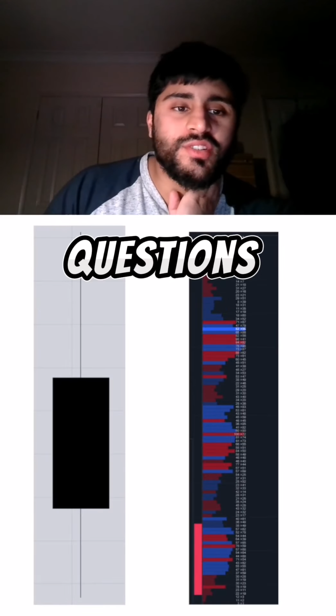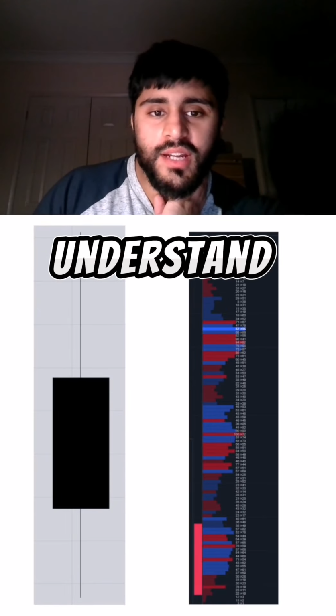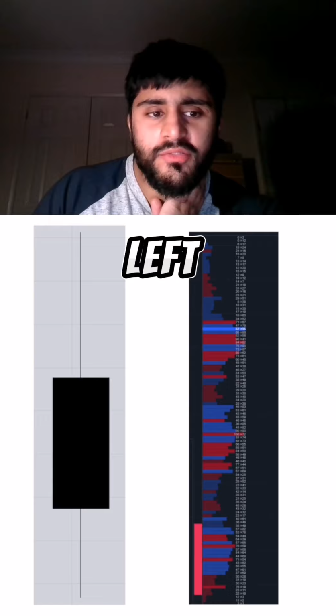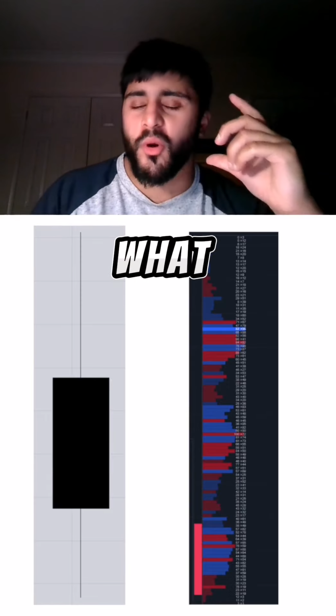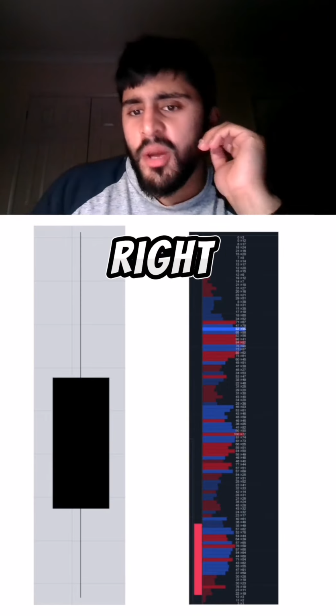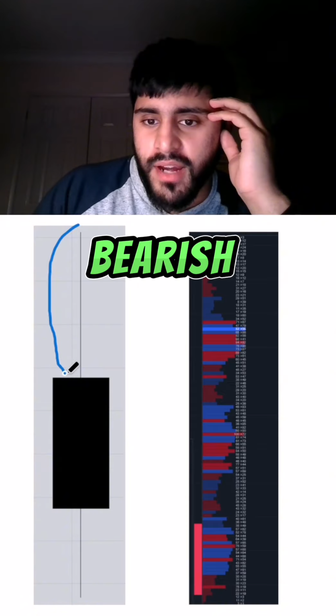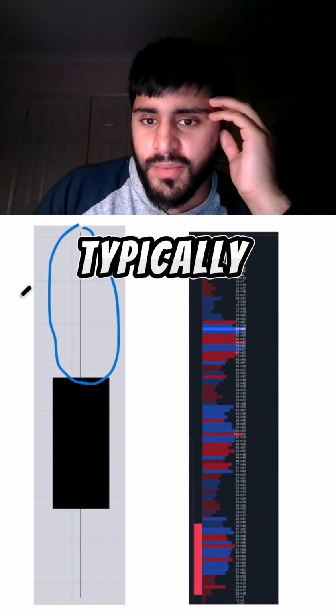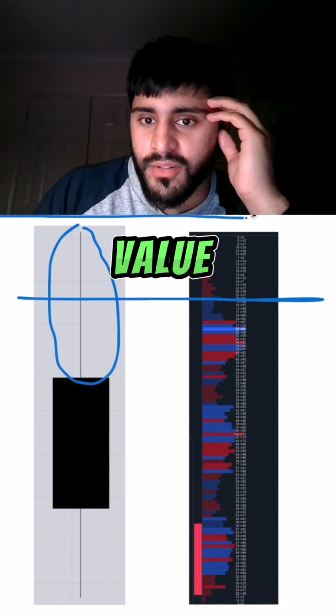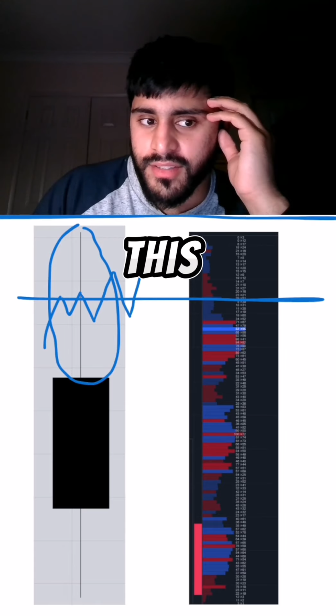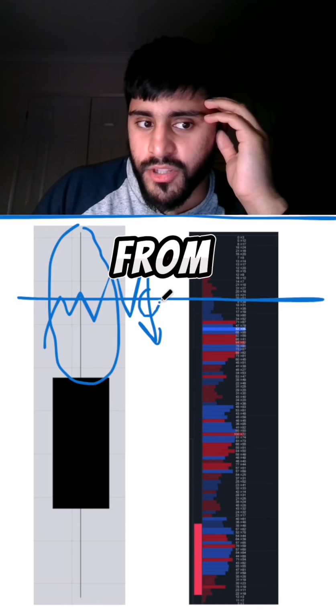After a ton of questions, I'm going to break this down so people can understand what I mean by order flow. So this on the left, we have a regular candlestick chart, which is what 90% of traders use, right? But what's interesting is when you have a bearish candle and you have a wick over here, typically we've tapped into some kind of a fair value gap, right? So prices come in like this before we look to sell from this region.